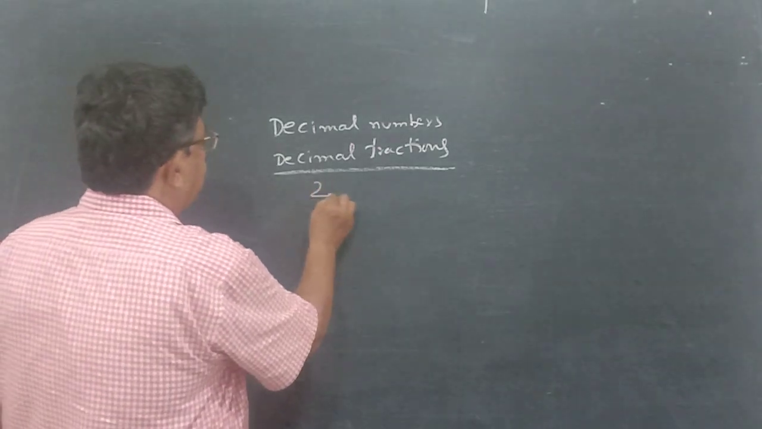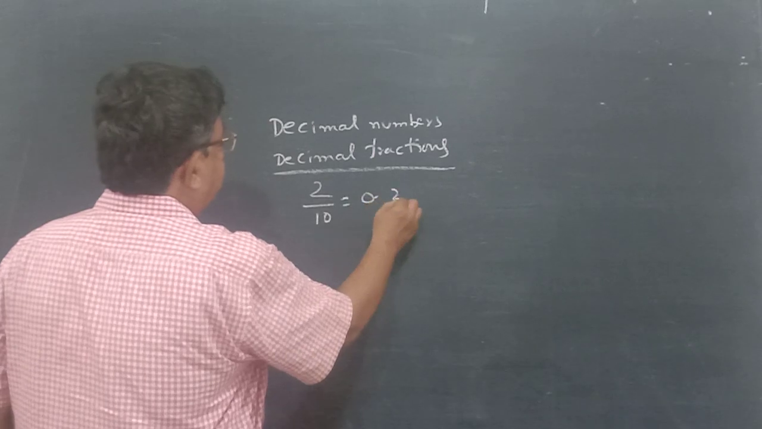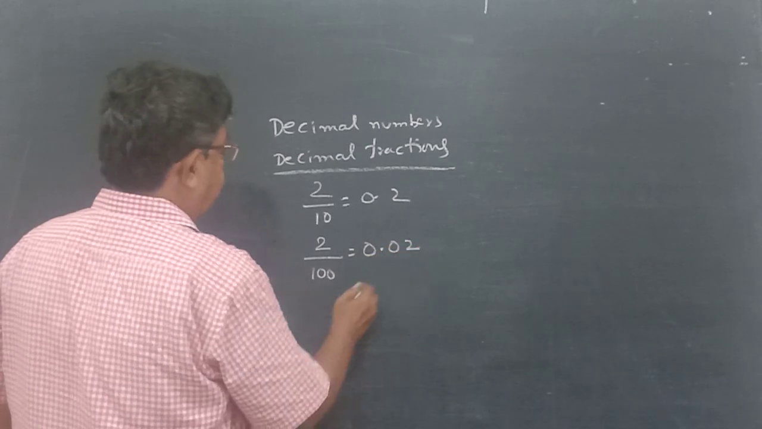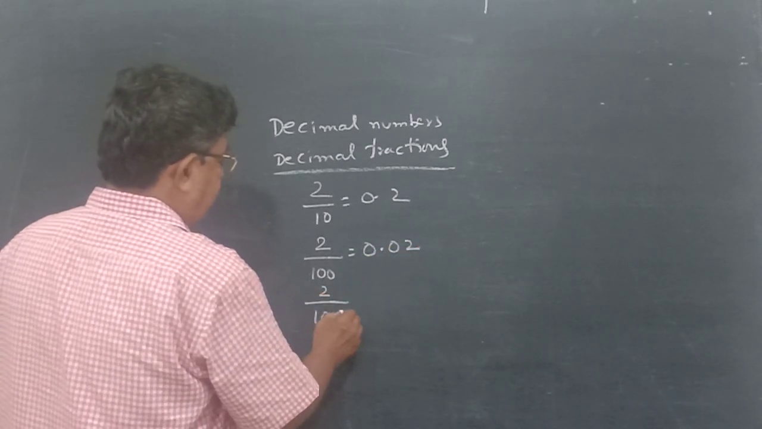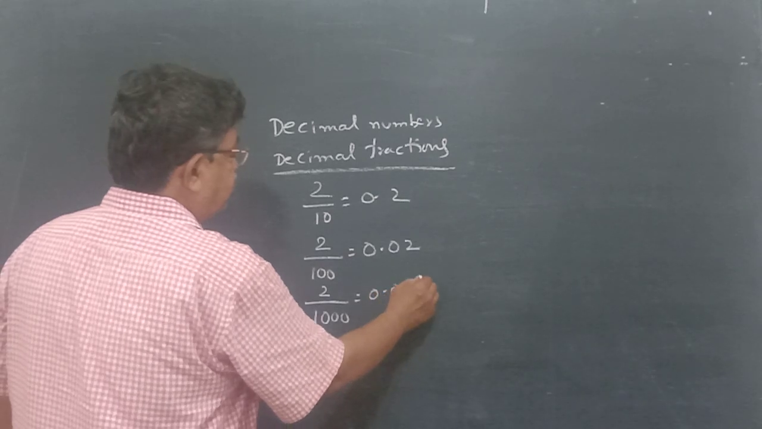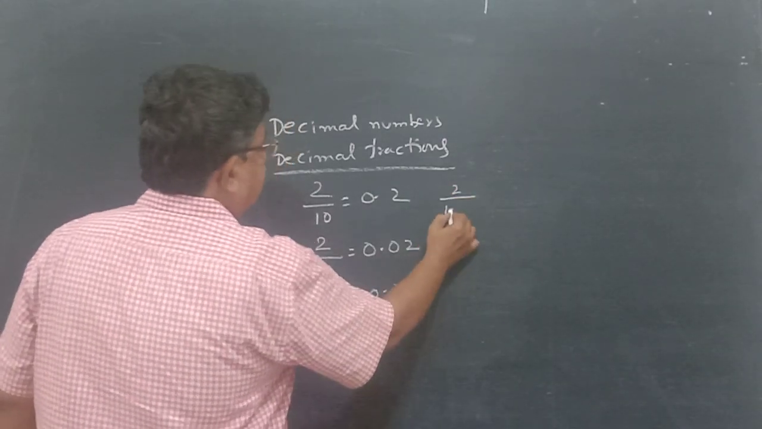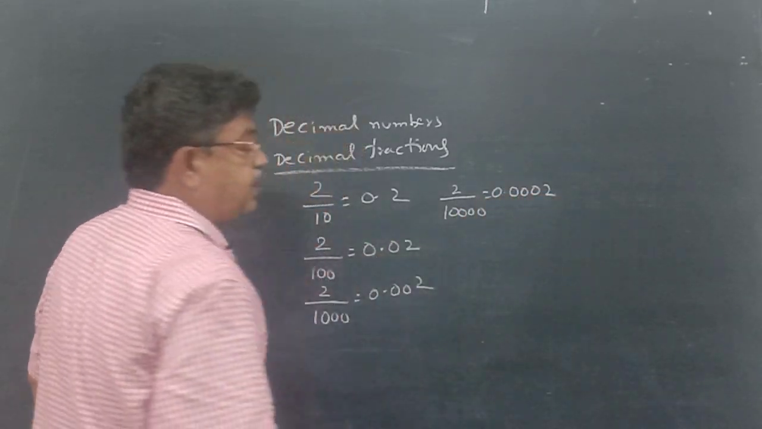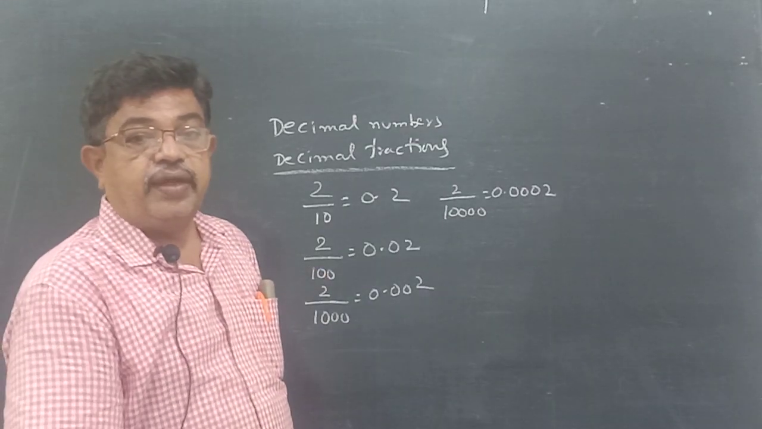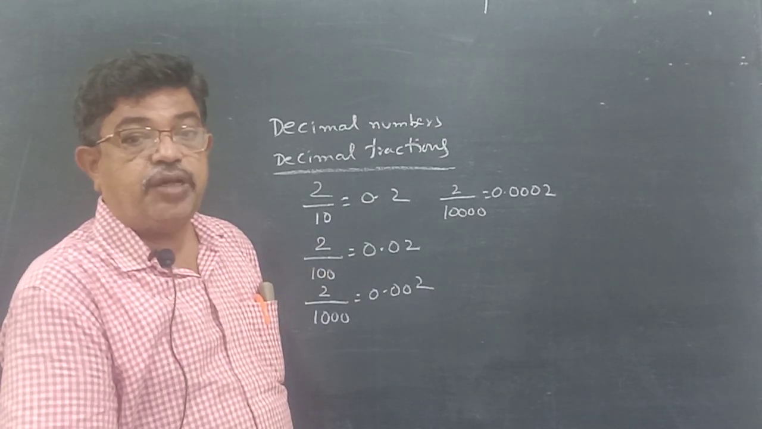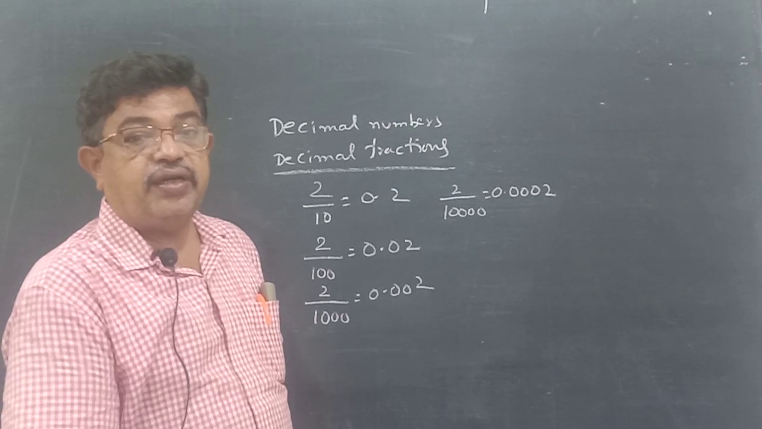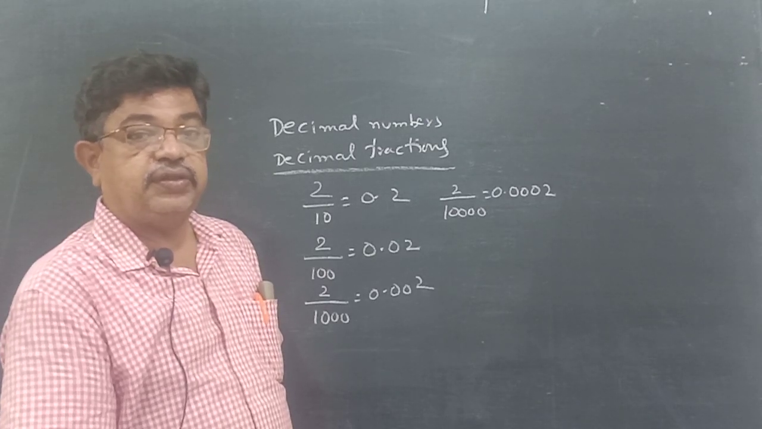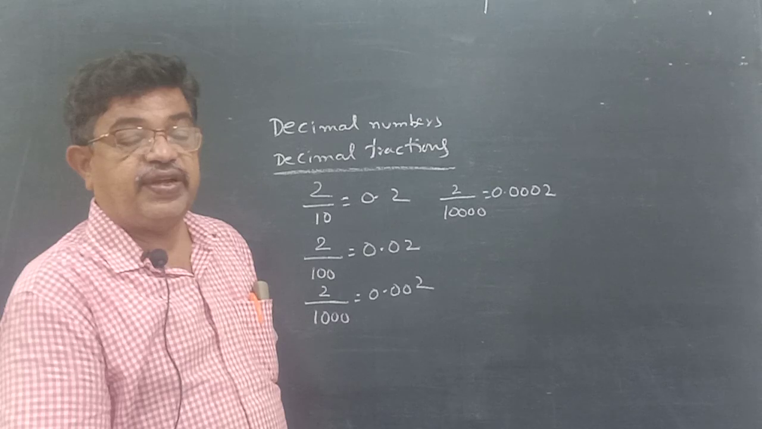If you have 2 by 10, its value is 0.2. If you have 2 by 100, its value is 0.02. If you have 2 by 1000, its value is 0.002. If you have 2 by 10,000, its value is 0.0002. Like this, the decimal expands. So the denominators are 10 or multiples of 10. Multiples of 10 are 100, 1000, 10,000, 1 lakh, 10 lakhs and so on.